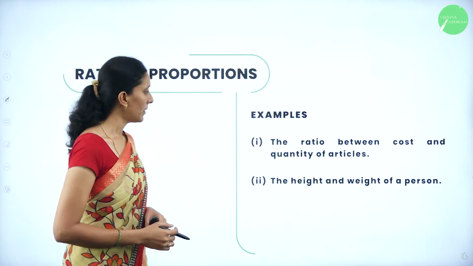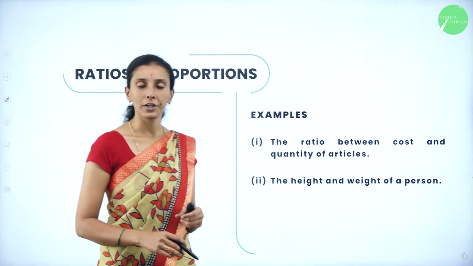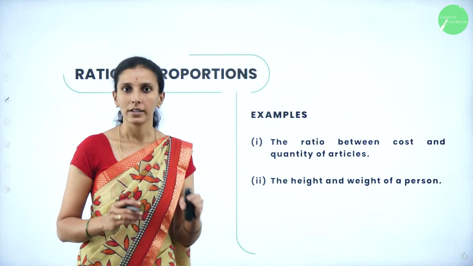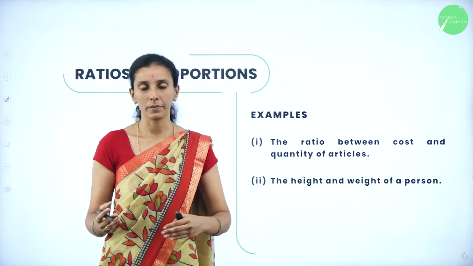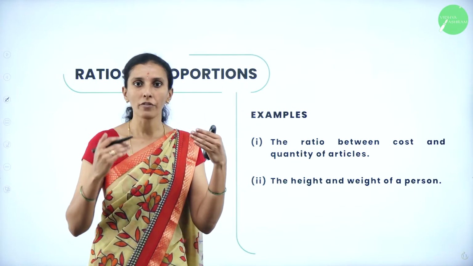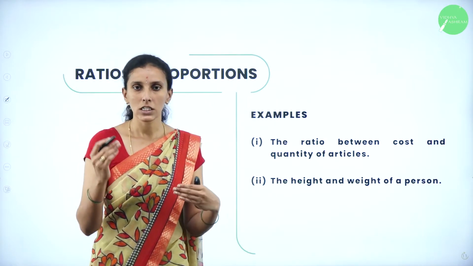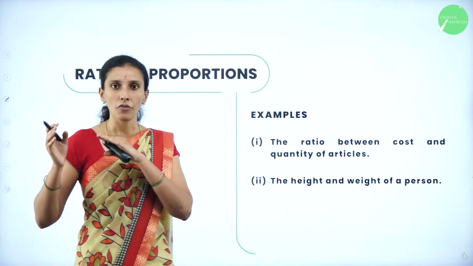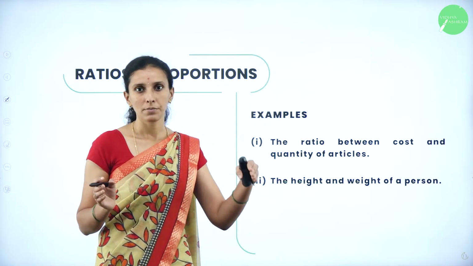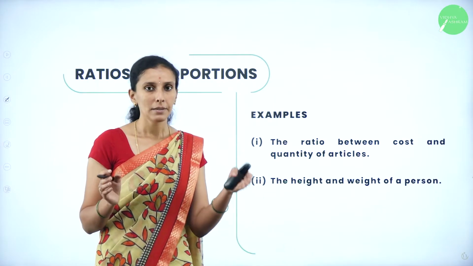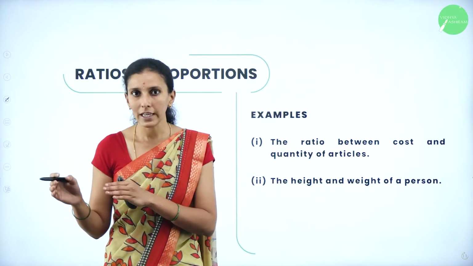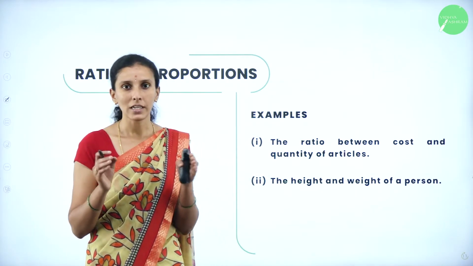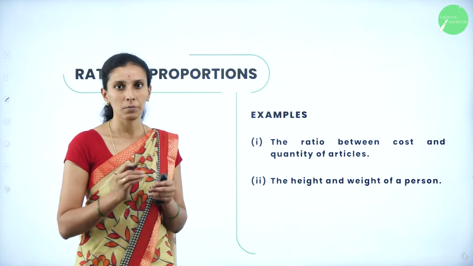Here we have an example. The ratio between cost and quantity of articles. Suppose you have 10 rupees and you buy 2 pens. If you have 20 rupees, you will buy 4 pens. As the cost increases, the number of articles increases. As the cost decreases, the number of articles decreases. So when the corresponding value of one increases, proportionally the corresponding value of the other also increases. Similarly, if the corresponding value of one decreases, the proportional value of the other also decreases. Those types of proportions are called direct proportions.